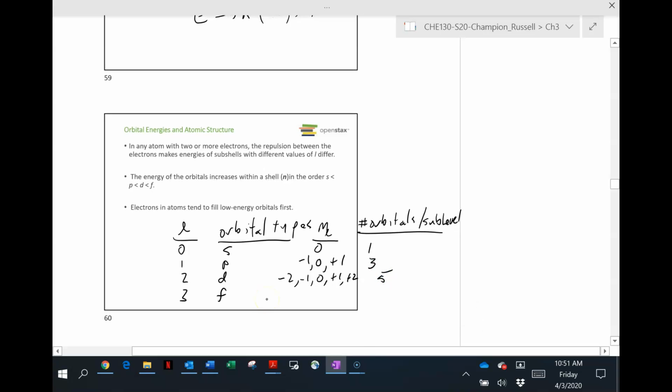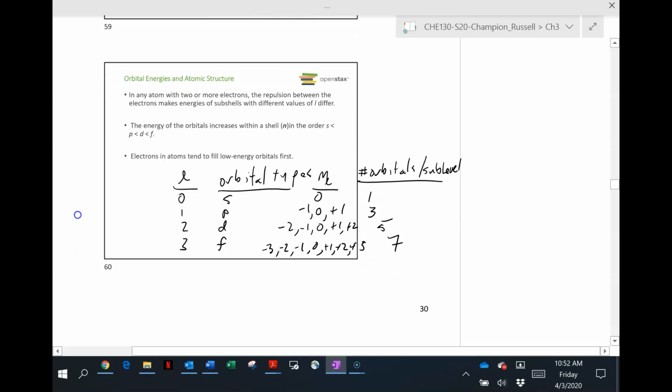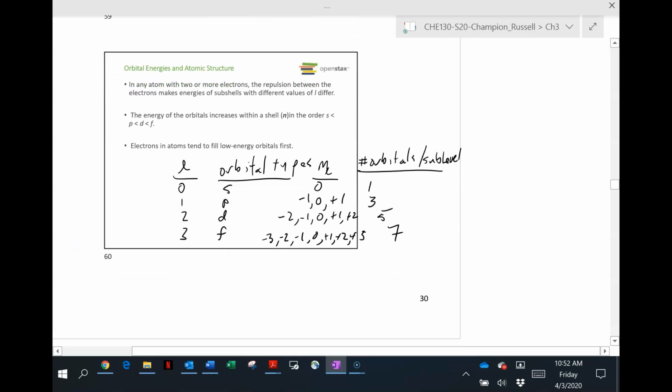And then if L is 3, we can go all the way to negative 3, negative 2, negative 1, 0, positive 1, positive 2, positive 3. That's 7 orbitals in that sublevel. And you may remember that if we have 2 electrons per orbital, that means 2, 6, 10, and 14 possible electrons in those sublevels for a given value of n and L.